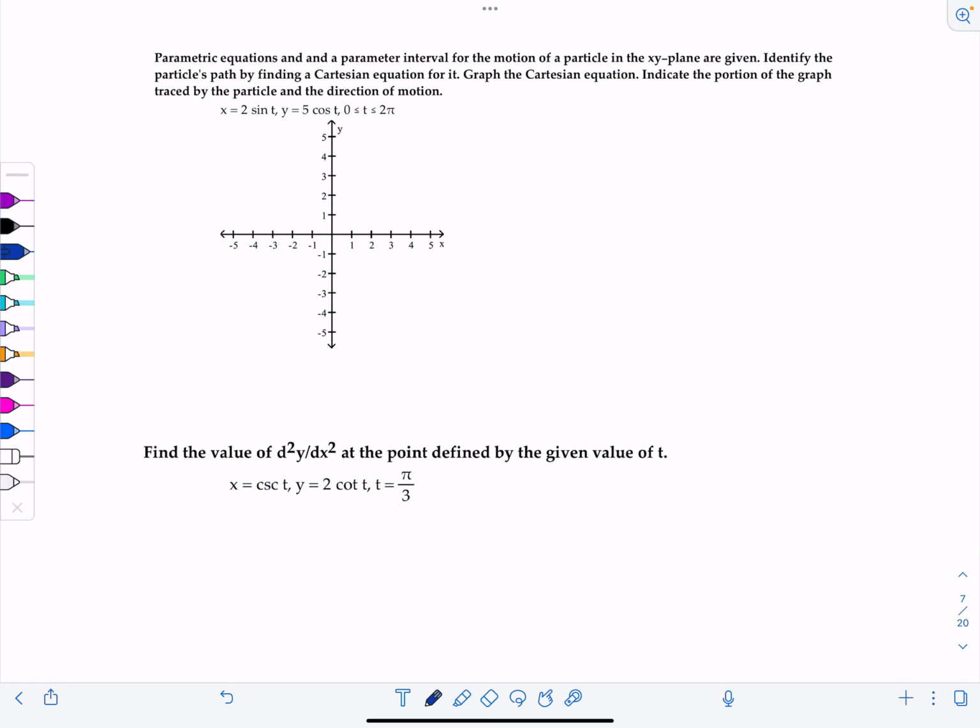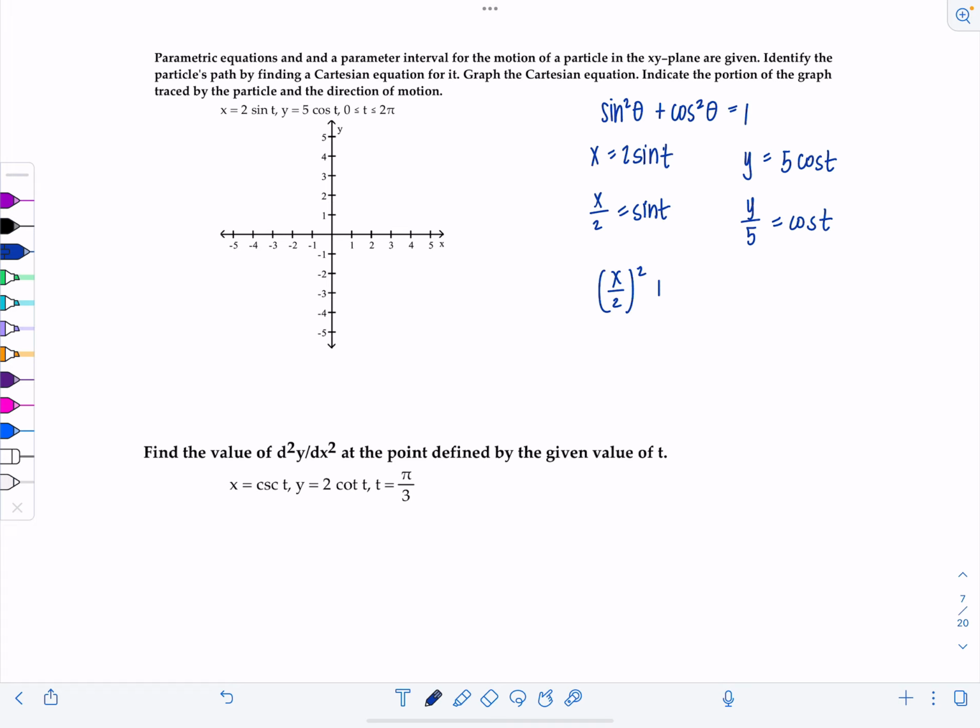So right off the bat, I see since x and y are given as functions of sines and cosines, I'm going to utilize the Pythagorean identity to eliminate the parameter. Specifically, the fact that sine squared theta plus cosine squared theta equals 1. So since x equals 2 sine t, that means x over 2 is sine t. This is a common trick you're going to do. And then since y equals 5 cosine t, that means y over 5 is cosine t. And then if I just square both these guys and add them together, then I know they have to equal 1, right?